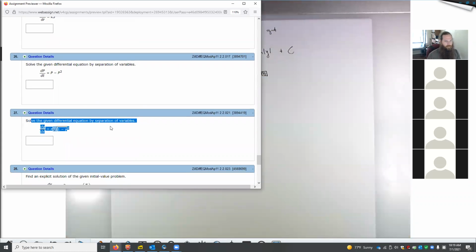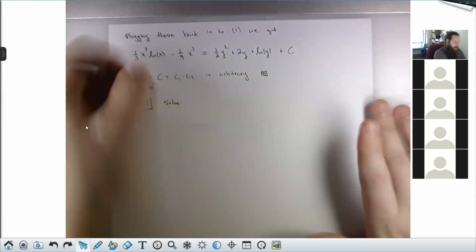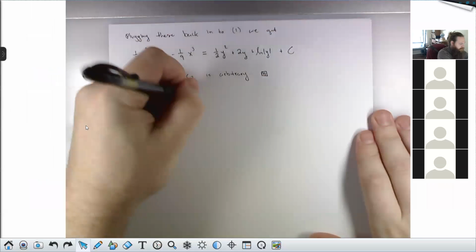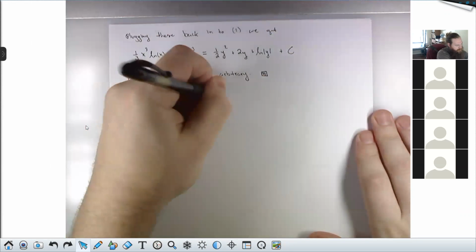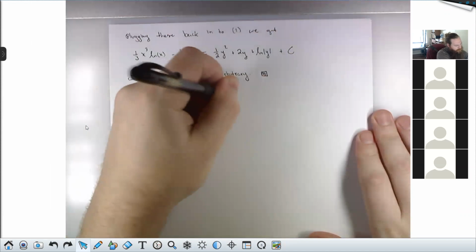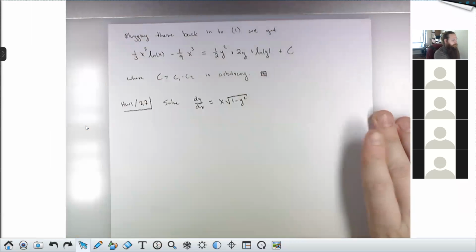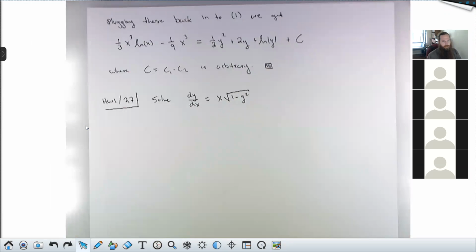All right, we want to solve the differential equation by separation of variables. This looks like it might involve a little bit of trig sub. What is it? dy/dx equals x times the square root of 1 minus y squared. Oh no, we'll be able to get away without the trig sub. Yeah. Could use trig sub, but don't need it.